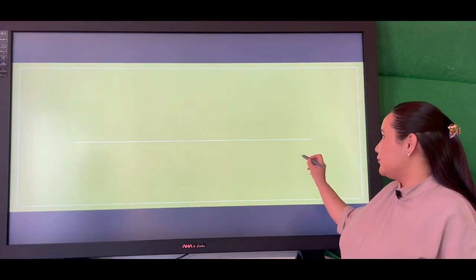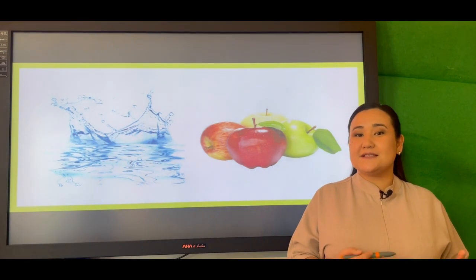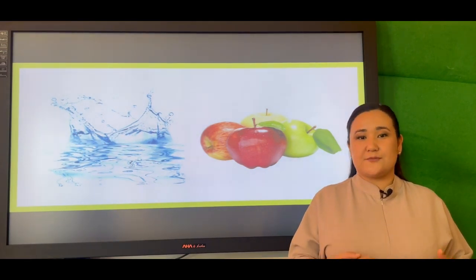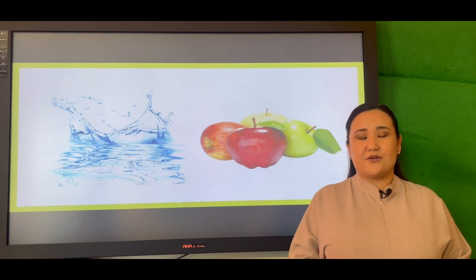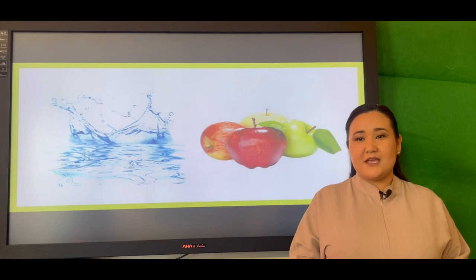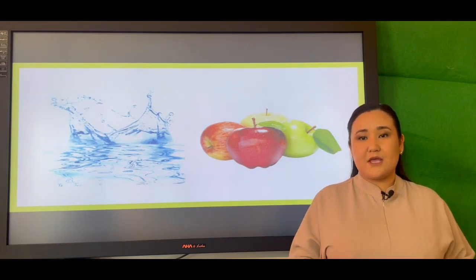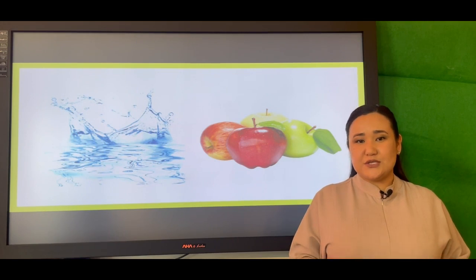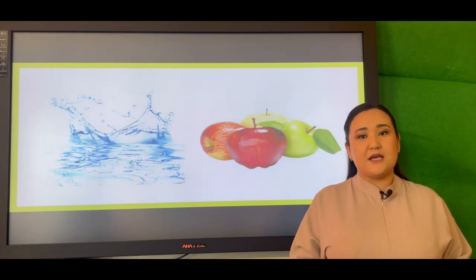Look at the whiteboard. What do you see? Yes, here you can see apples and water. Now please count them. That's right, there are 4 apples. What about water? Yes, guys, we cannot count water. So guys, as you understood, today we will talk about countable and uncountable nouns.